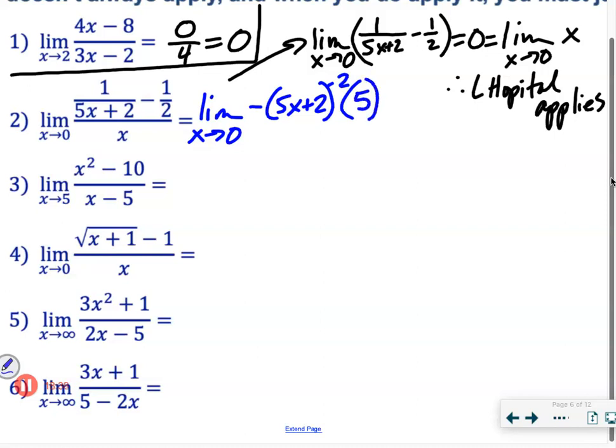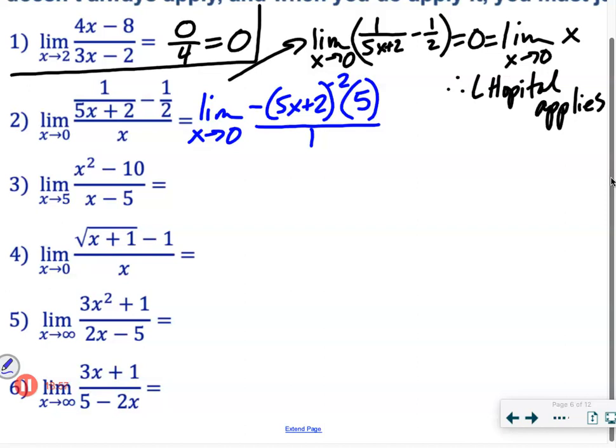What's the derivative of a half? 0. Over, now you do the derivative of the bottom. What's the derivative of x? 1. It's the derivative of the top over the derivative of the bottom. It's the only time you get to have a quotient and not do quotient rule. It's when you're doing a L'Hopital.